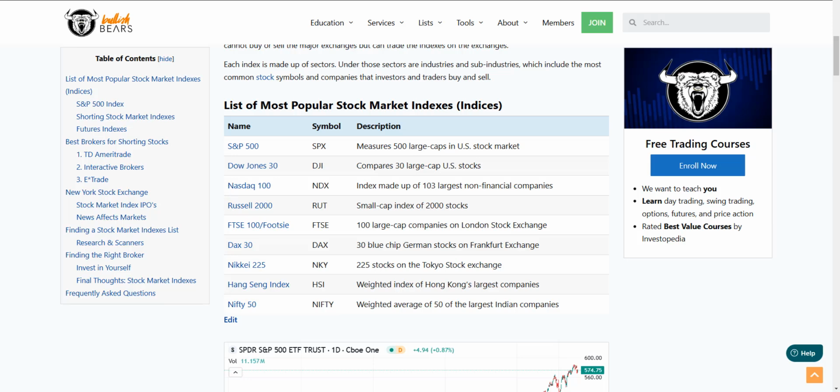So let's highlight the four major indexes within the United States. You'll have the S&P 500, and that index measures the 500 large cap stocks in the United States market. Then you have the Dow Jones 30, and that compares the 30 large cap stocks in the United States. And then you have the NASDAQ 100, which is an index made up of 103 largest non financial companies. And the last one is the Russell 2000, which is a small cap index made up of 2,000 stocks.